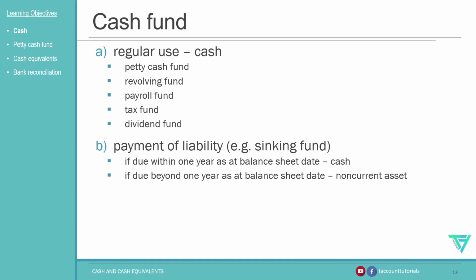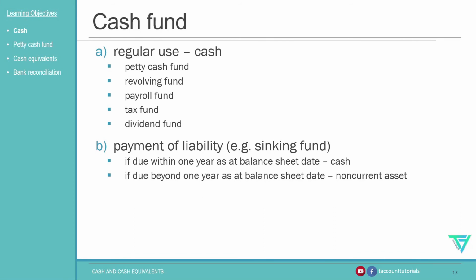To summarize this rule, the classification of the fund should parallel the classification of the liability. So if the liability is current, the fund should be current, so it is classified as cash. If the liability is non-current, the fund is also non-current. Okay?